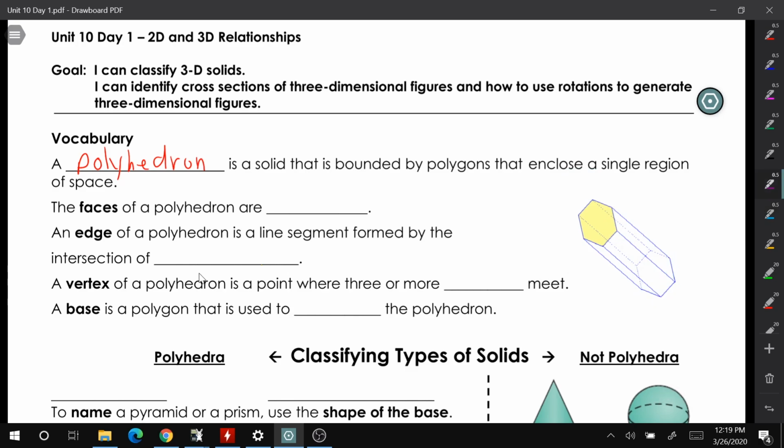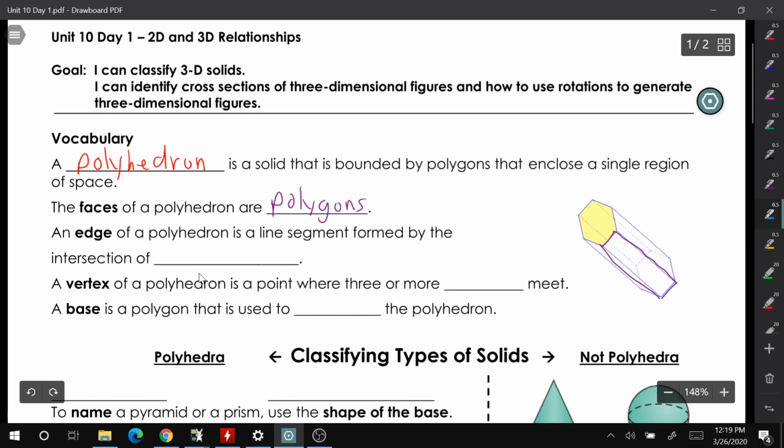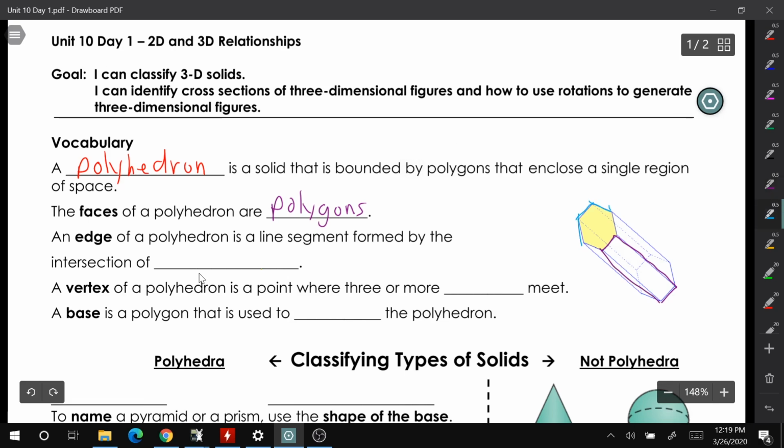Now, the faces of these polyhedra are all polygons. So over here, our faces, we have a rectangular face right here, that's a polygon. We have a face that's a hexagon right here, so those are all faces. Any side essentially is a face. So these are faces.